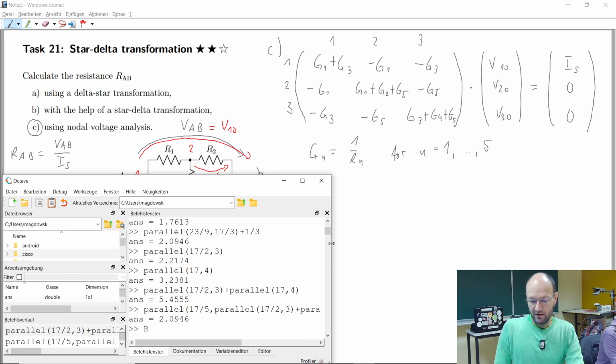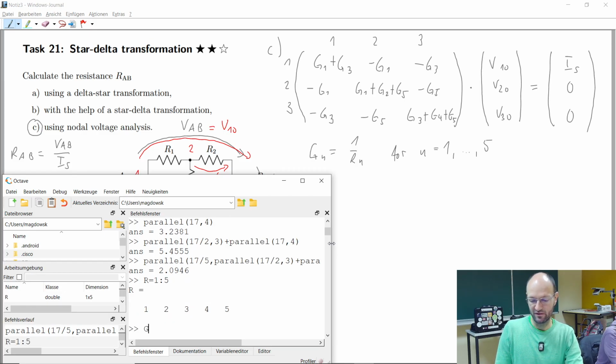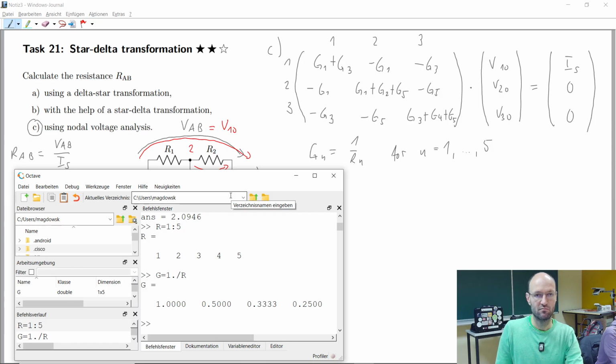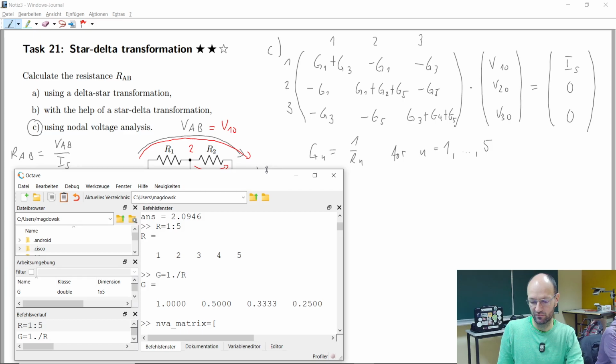And yeah, so I will now write all the resistors in just one vector, because then I can do the calculation very simply, and convert them into conductances, which makes sense that we have 1, 1 over 2, 1 over 3, 1 over 4, and so on. So then we can fill the matrix for this nodal voltage analysis. And there we have the following entries.